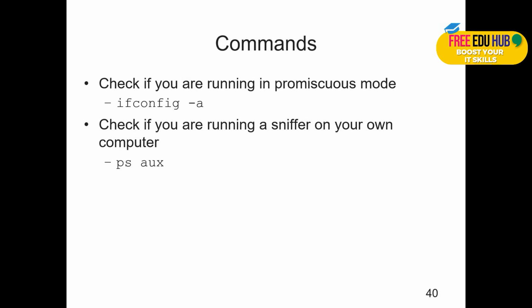Now, if you want to check whether you are running in promiscuous mode, that's ifconfig, but ifconfig is a command which is used in Kali Linux or Unix platforms. Now, check if you are running a sniffer on your own computer. There are some tools with the help of which you can put your MAC or the network adapter in promiscuous mode in Windows as well, but those programs are not available for free. Whereas on Kali Linux, you can easily do it through a terminal window.